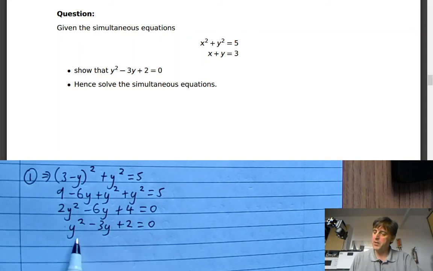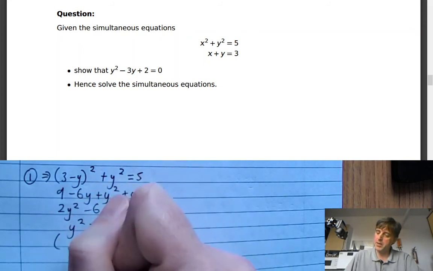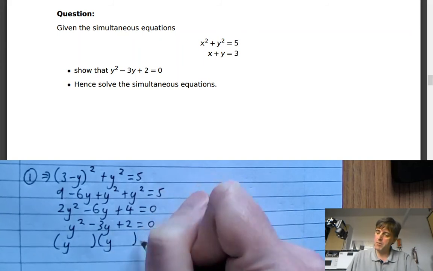Now let's see if we can solve this quadratic equation here. Again, this one factorizes nicely. So let's do it by factorizing.